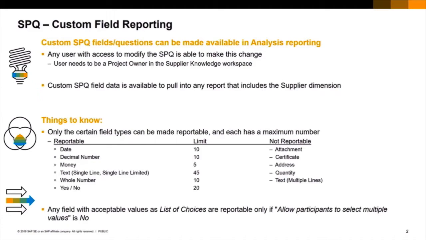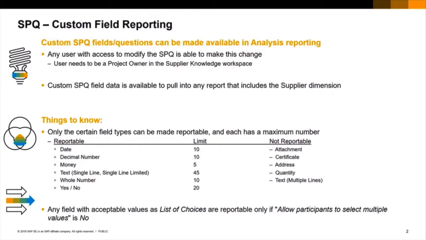Once a field has been set up as reportable, the data will be available to pull into any report that includes the supplier dimension. There are a couple of other things that you need to be aware of. First, only certain field types can be made reportable, and each of those field types has a limit as to how many can be set up. So for example, we can set up a total of 45 single-line text fields as reportable. The other thing to point out is if you have a field set up that allows a list of choices and you give the participant the ability to select multiple values, then that field cannot be reportable.